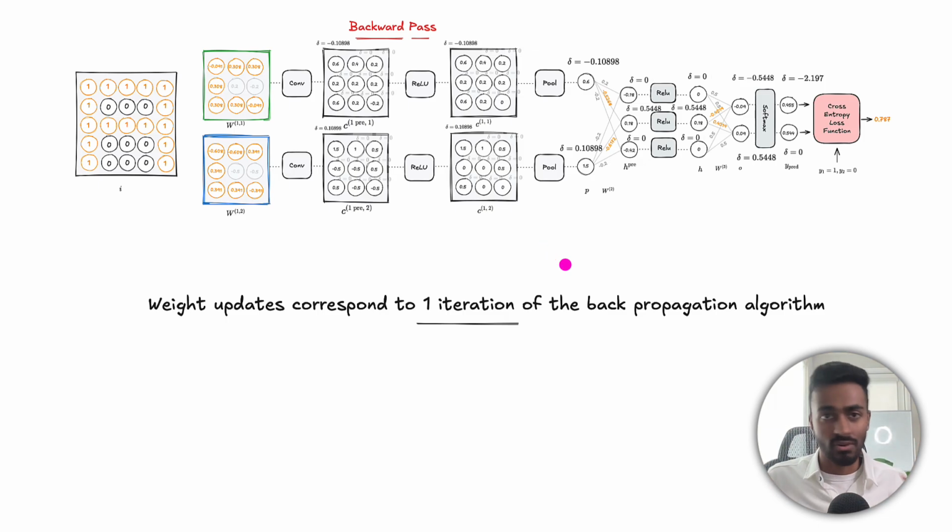So I hope this gives you a good understanding of how convolution neural networks actually compute gradients and update weights with this backpropagation algorithm, and hence how they learn.